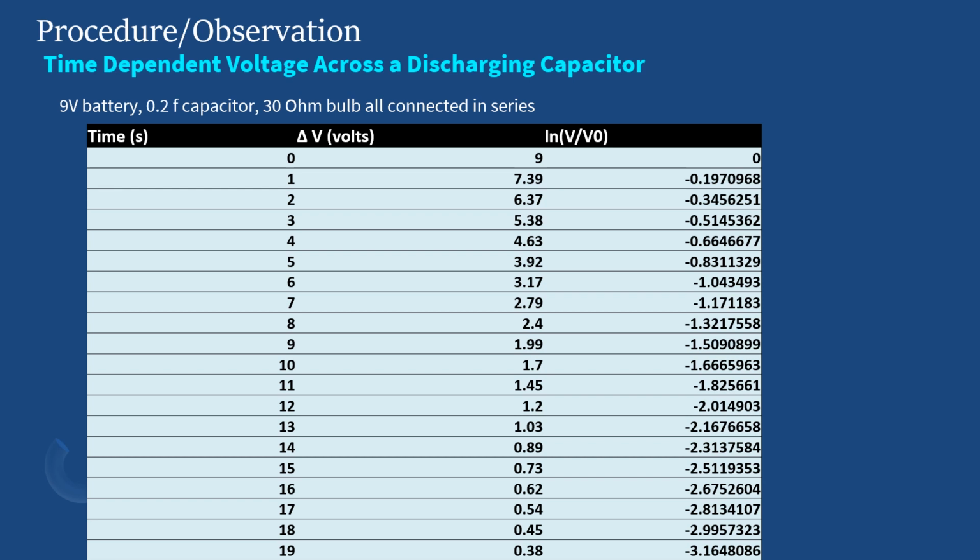As time passed, the potential difference decreased each second. I then created a table for the time, potential difference, and the natural logarithmic expression for the potential difference over the initial potential difference, which was 9 volts. I plotted the table below. Then we will use the table to plot our graph and determine the slope of our expression.